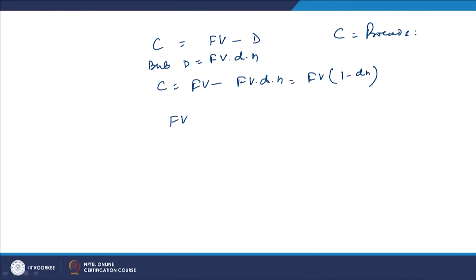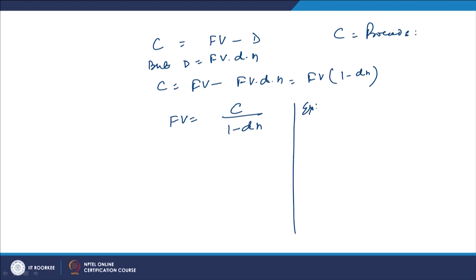Now if you have to find the future value, you can further rearrange these equations. If you know the proceeds, C equals FV minus FV times D times n, so from the same expression you get the future value FV as C by 1 minus Dn. So you can have certain examples.